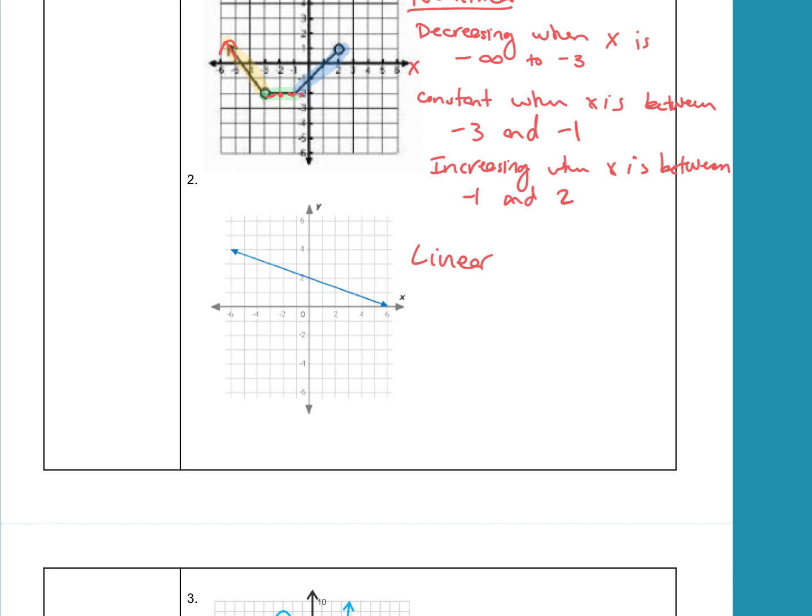And then as we go across here from left to right, it is going down. So it's decreasing. And it is decreasing when x is between, well, it decreases the whole way. So all the way from as far as you can go to the left, which is -infinity, to as far as you can go to the right, because it has another arrow, which is positive infinity. So it's decreasing forever. And then we already said there's no min and max on this one. Let's look at the next one.